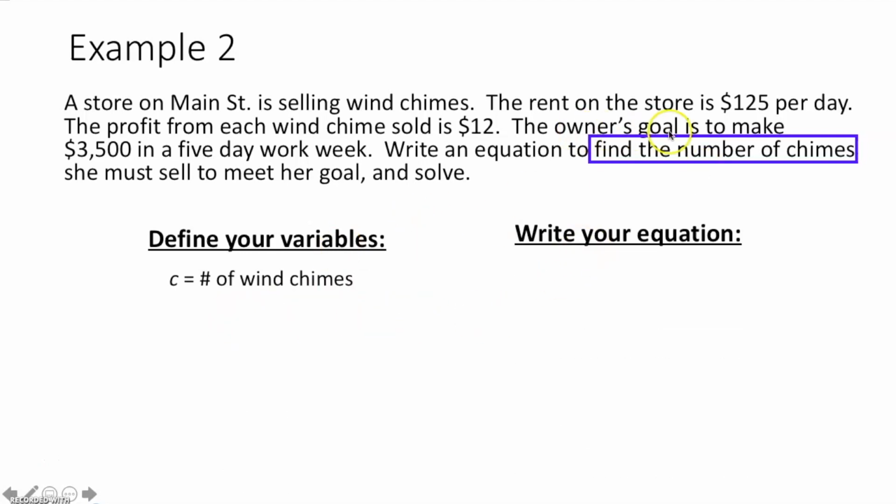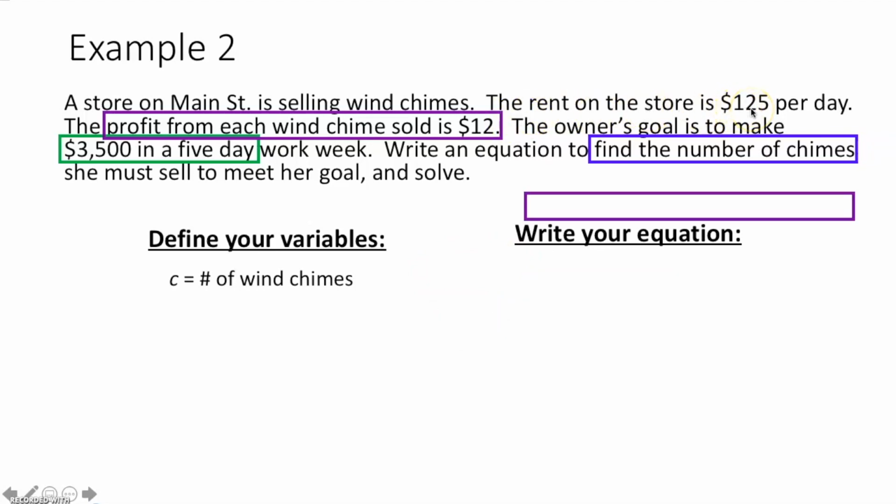Is there a total? The owner's goal is to make $3,500 in a 5-day work week. So that is going to be our total. What other relevant information can we use now? We know it's equal to $3,500, but what's on the other side? Well, it says the profit from each wind chime is $12. So 12 times C is going to represent our profit. It also says that the rent on the store is $125 per day.